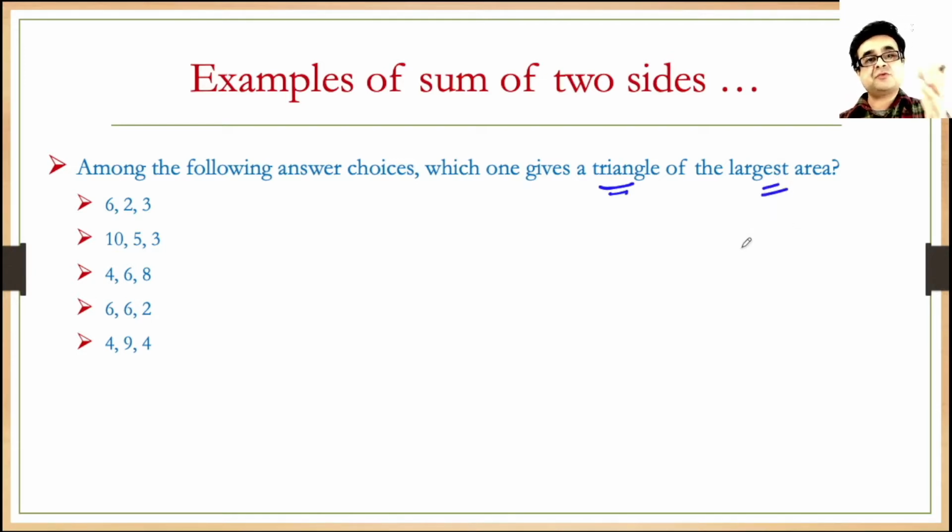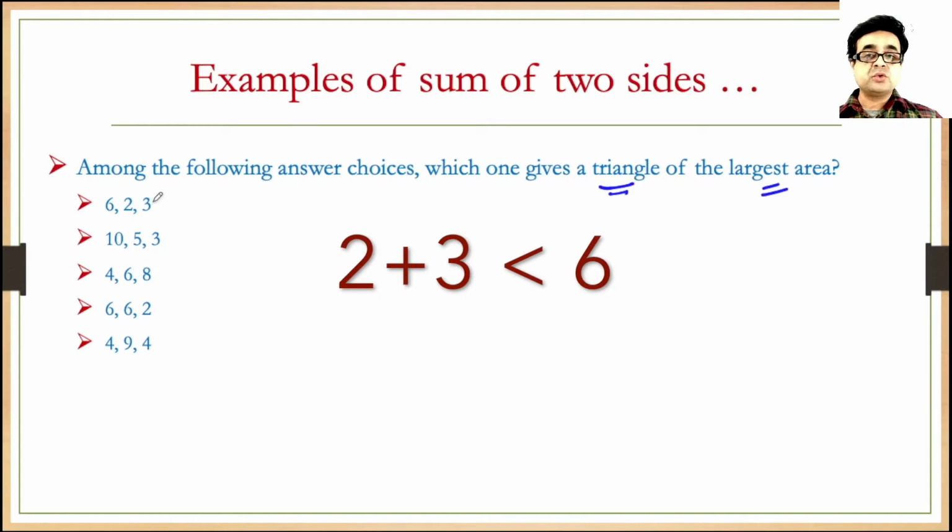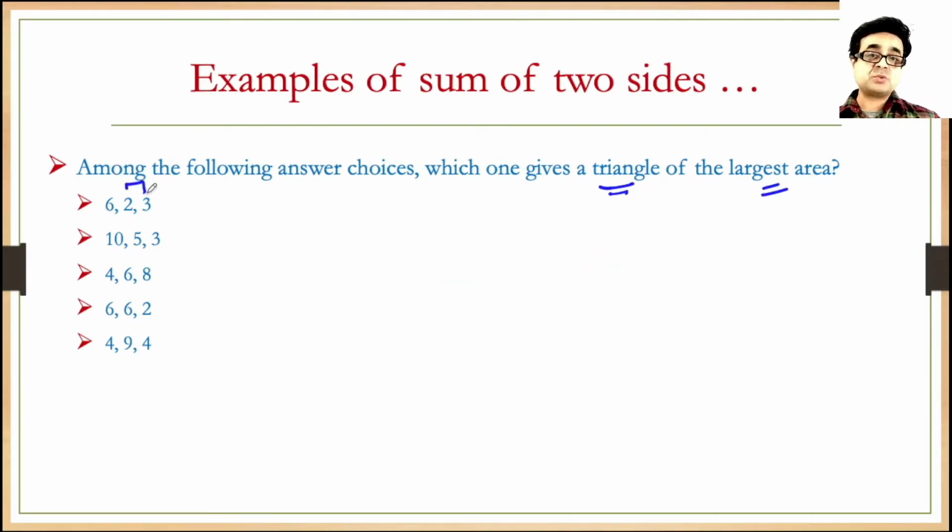All right. So first of all, it has to be a triangle because there are apparently answer choices which are not triangles, and it also has to have the largest area. So 6, 2, 3. This is not a triangle. Why? Because the sum of two sides has to be greater than the third side in a triangle. And here, if you see, 2 plus 3, which is 5, is less than 6. So it is less than the third side. So this is not a triangle.